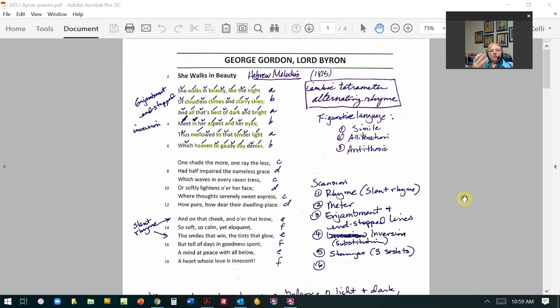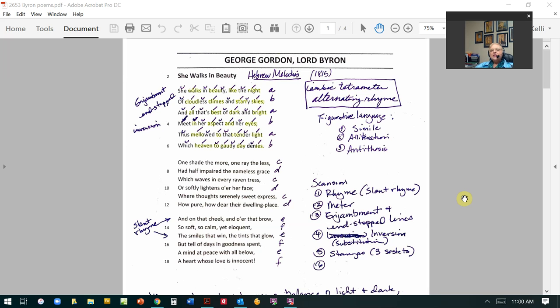So for example, the first line is in jammed, but the second line is in stopped, right? So she walks in beauty like the night of cloudless climes and starry skies, and all that's best of dark and bright meet in her aspect and her eyes. Thus mellowed to that tender light which heaven to gaudy day denies, right? So if this were in stopped, I would say she walks in beauty like the night of cloudless climes and starry skies, right? So in jammed versus in stopped, that's all that means, right?